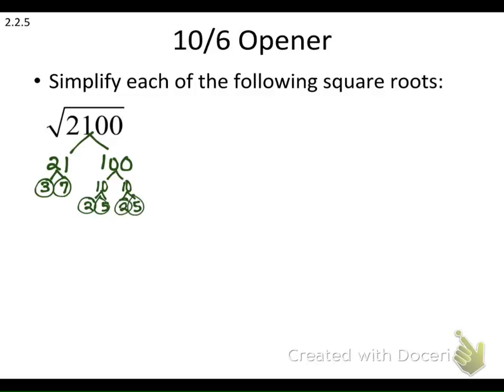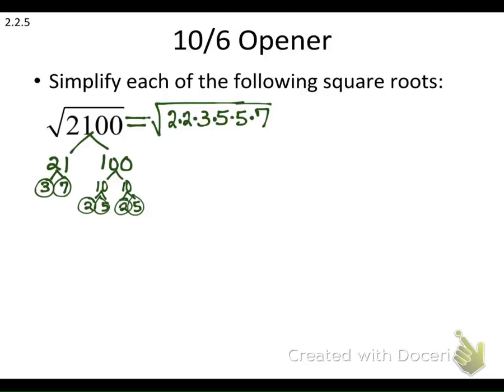Okay. Then from here, what do I do, Brendan? Put my square root sign first and then least to greatest. So what does that look like? 2 times 2 times 5 times 5. Wait, you're forgetting something. 2 times 2 times 3 times 5 times 5 times 7. All right.